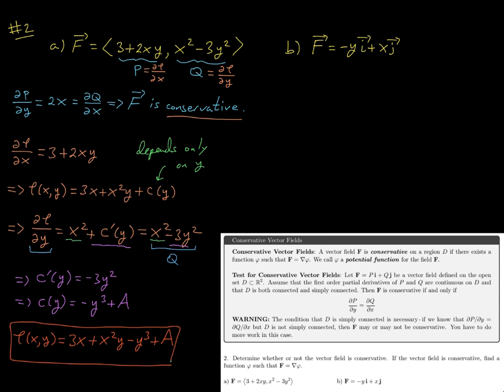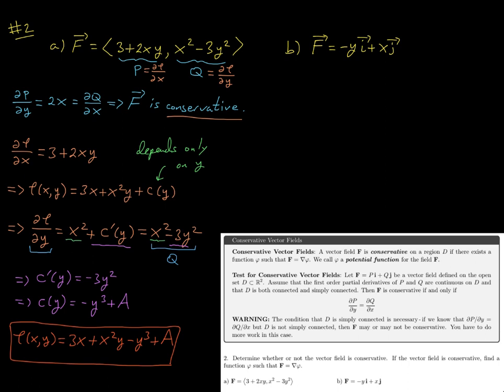So you can easily check that this works. If I take the gradient of this, the i component would be the x derivative. And what's the x derivative? It'd be 3 plus 2xy, and then this has a zero derivative with respect to x. So 3 plus 2xy. Yeah, that works. How about the y derivative of phi for the j component? Well, the y derivative is going to be x squared minus 3y squared, and that's exactly what I have for q. So it works. Cool.